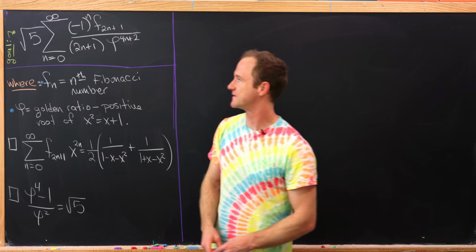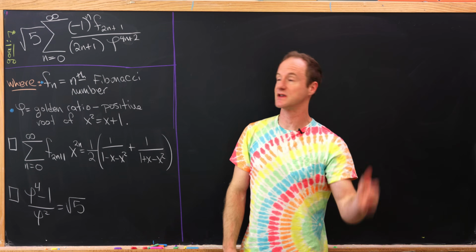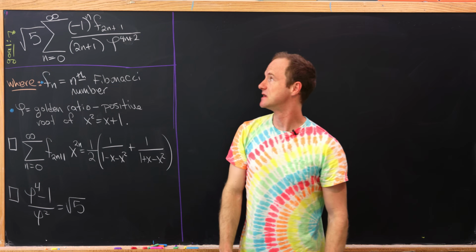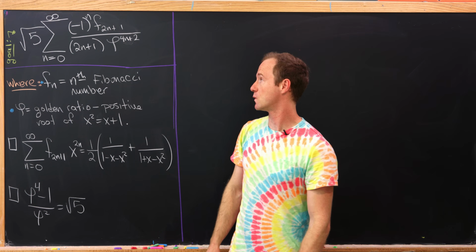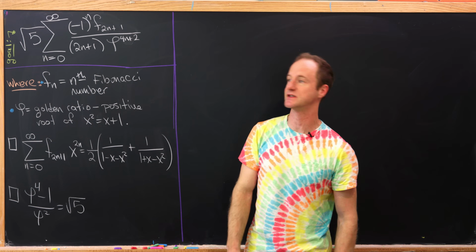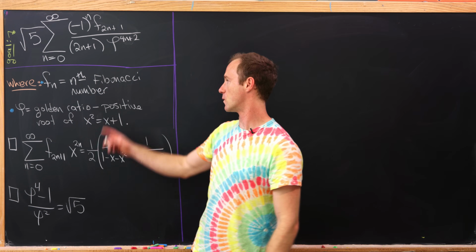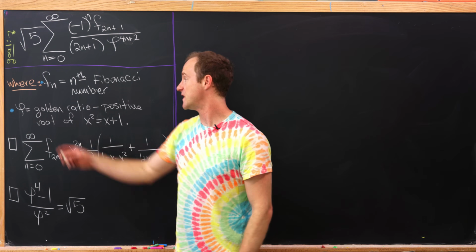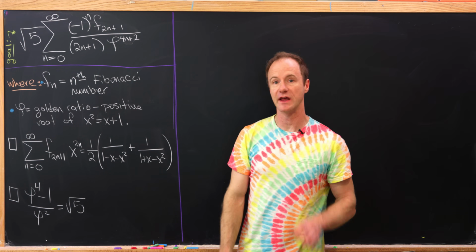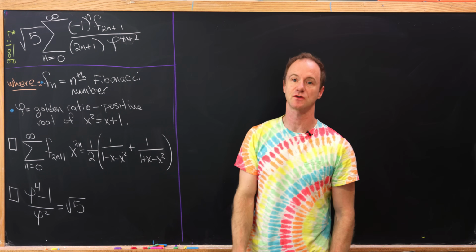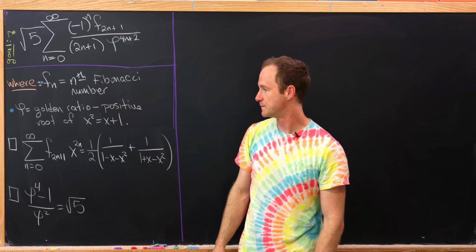Our goal is to find the square root of 5 times the sum as n goes from 0 to infinity of (-1)^n times F_(2n+1) over (2n+1) times phi^(4n+2), where, like I said before, F_n is the nth Fibonacci number, and phi is the golden ratio. In other words, it's the positive root of the quadratic equation x squared equals x plus 1.